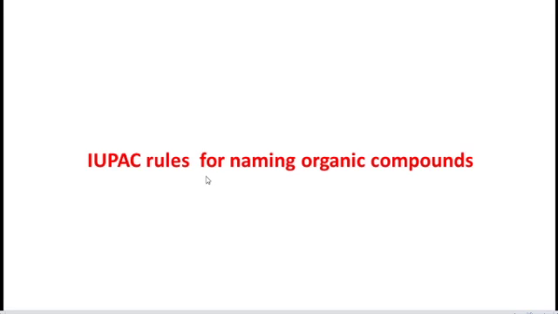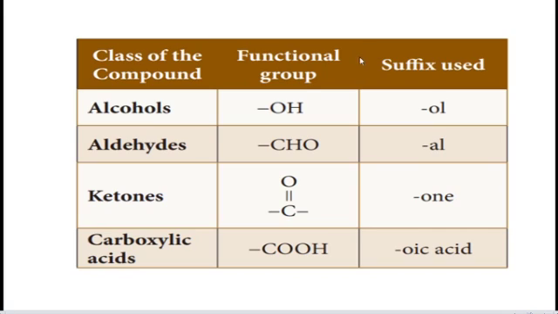First, IUPAC rules for naming organic compounds. These are the classes of the compound: alcohol, aldehydes, ketones, and carboxylic acid.